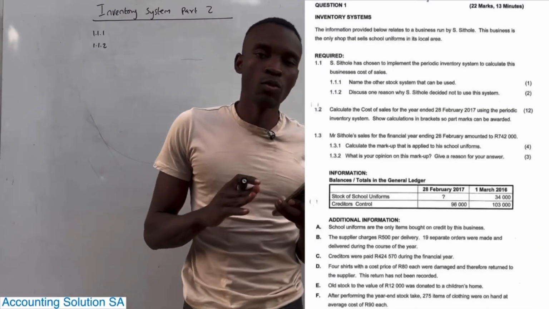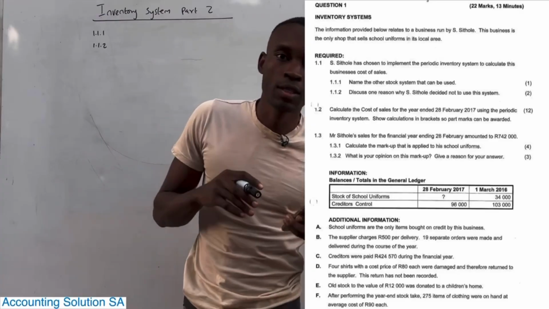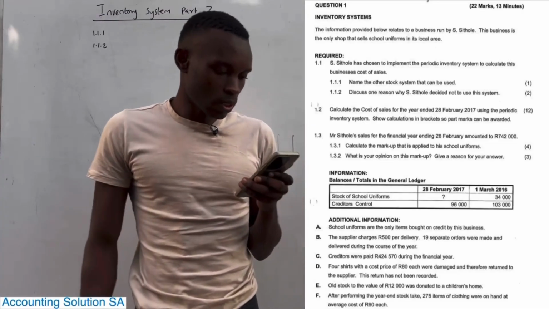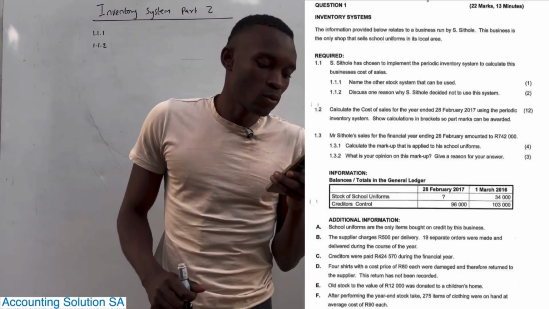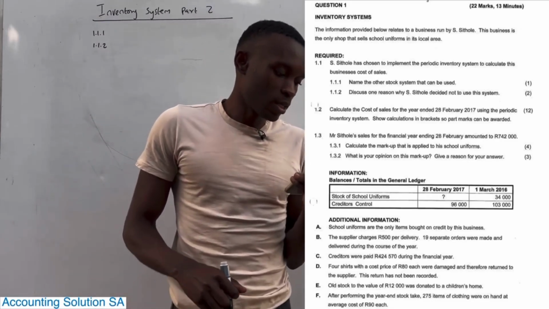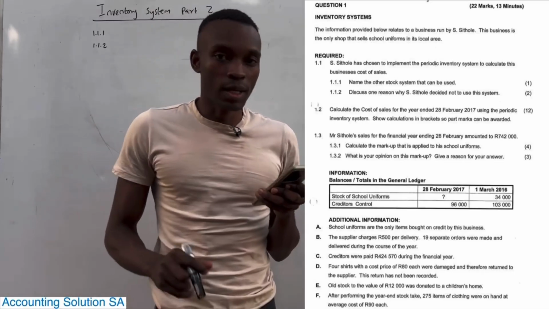The method that we're going to use on this one is still a periodic inventory system, like the one that we did on the previous one. Okay, let's look at this question paper. The information provided below relates to a business run by S. Sithole. This business is the only shop that sells school uniform in the local area.